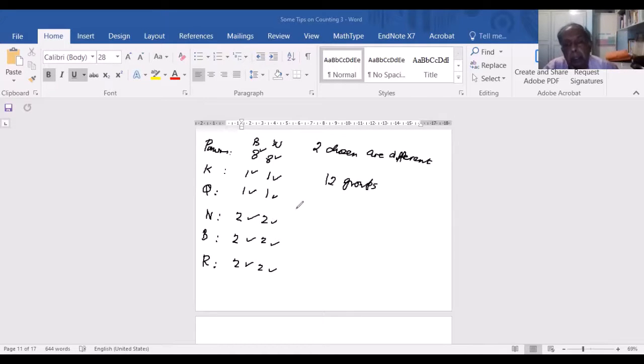And from each group, you're going to choose 1, because you only want to choose 2 pieces. So you will choose 1 from each group, and they are different. So the first one you can choose in 12 ways. So suppose I choose the first one from here, knight, this one here. Then the second one, I can choose it from anywhere else, and it will be a different piece. And there are 11 of them.